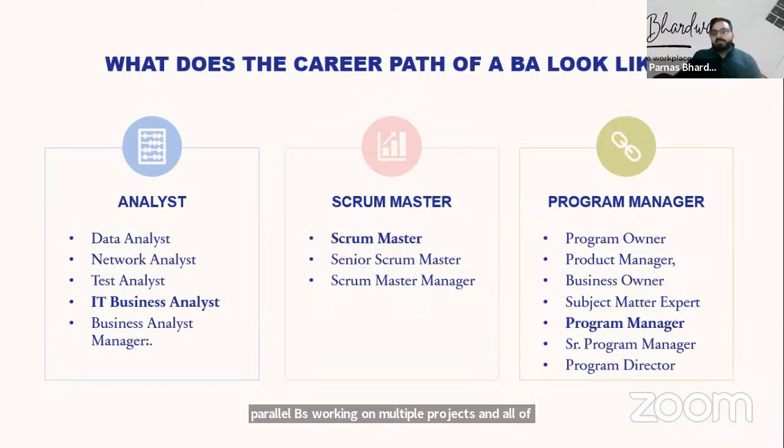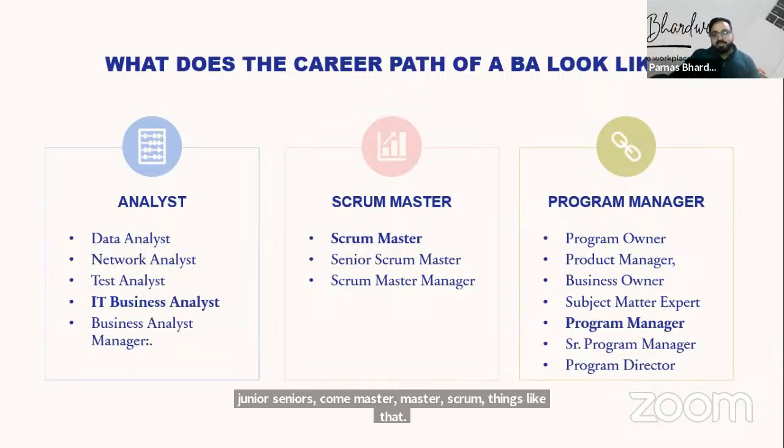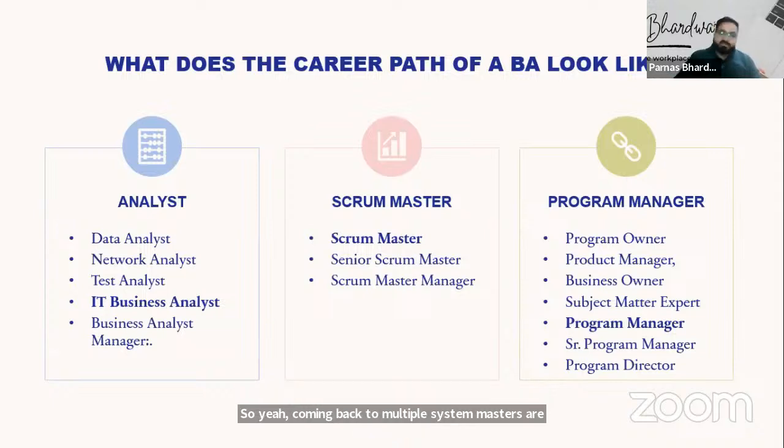And now multiple Scrum Masters come under the umbrella of a program manager. Scrum Masters have multiple designations. Some people call it Scrum Master, Junior or Senior Scrum Master, things like that. Multiple Scrum Masters are headed by program managers, who are also known as program owners, program product managers, business owners, SMEs, subject matter experts, senior program managers, and program directors. So this is basically a career path.